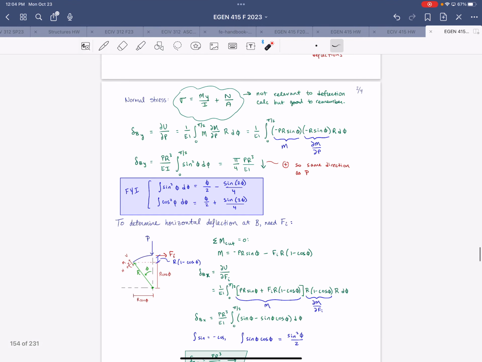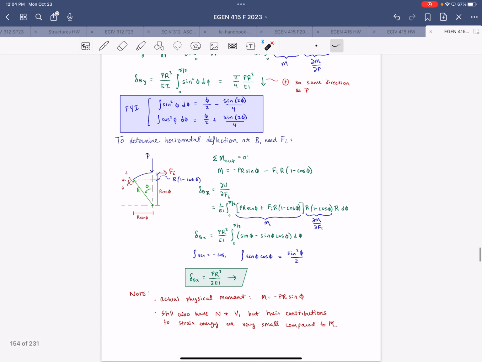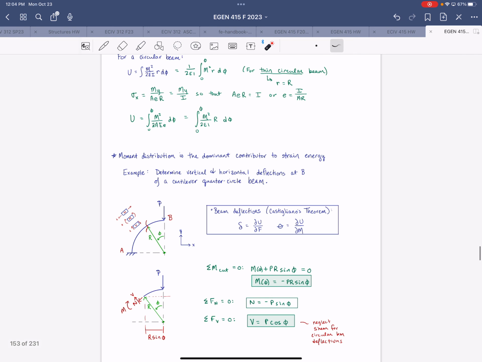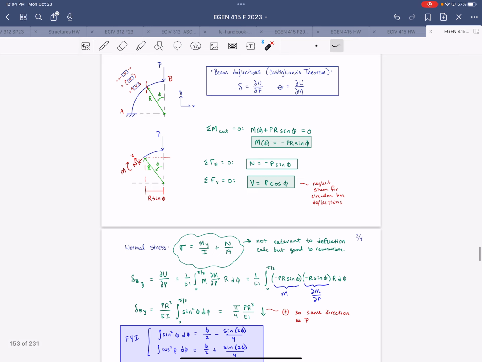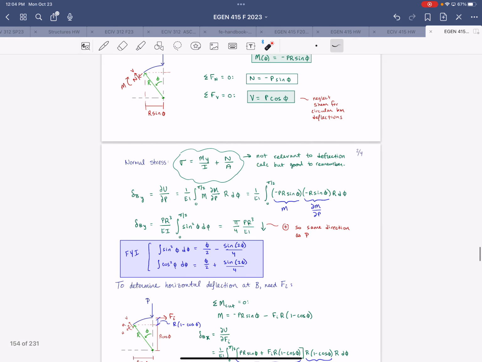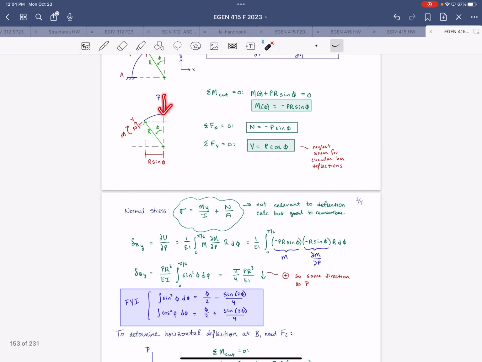So last time we finished up this example to find the vertical and horizontal deflections at the free end of this quarter circle cantilever. For the vertical deflection, remember we didn't have to add a fictitious force because we have a vertical force in reality at that location. And then we solved for that deflection. Since it was a positive result, that tells us it's in the same direction as the force that we used.